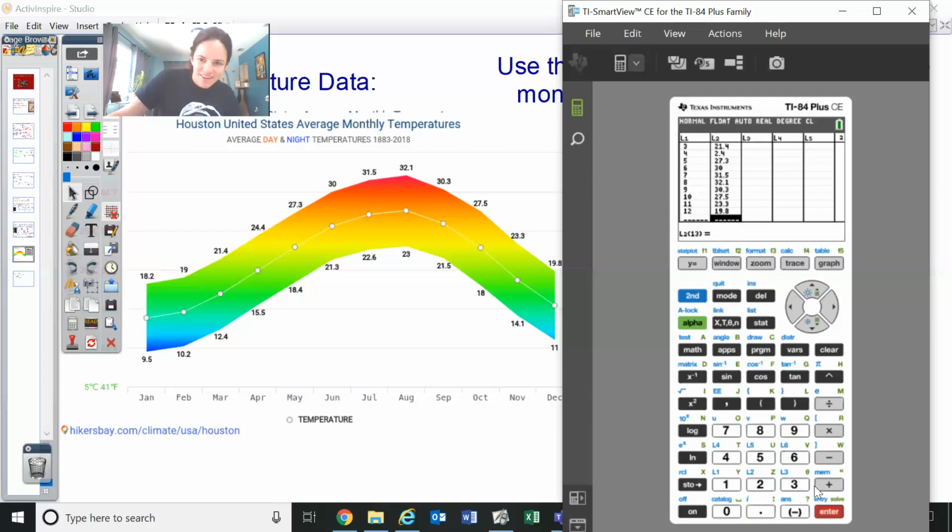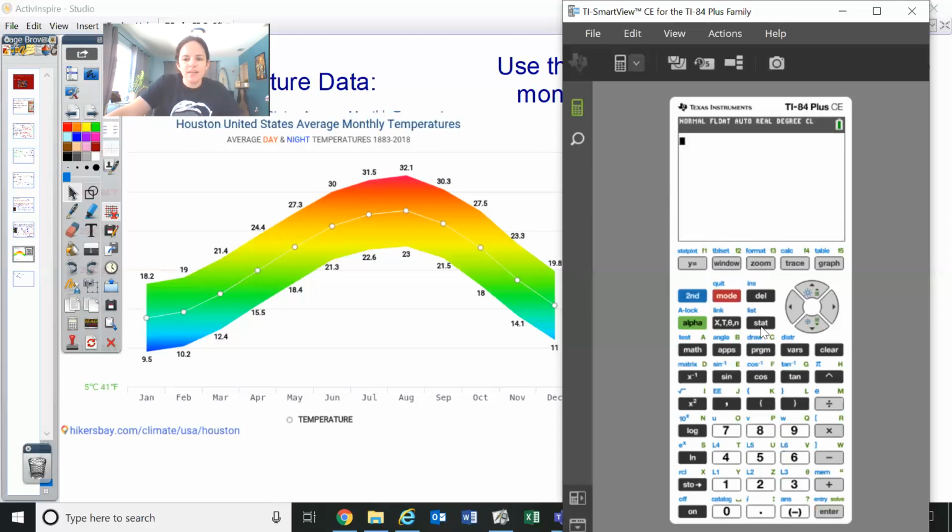Okay, so now we have our data in there in L1 and L2, and we want to model this just like we would find any other regression line throughout the course of the year. So we can go ahead and quit out of that, and we can go to stat and then over to calculate because we want to calculate a regression. And then if you go down until you find the one that says sine reg, which is C on my calculator, and I'm going to hit enter.